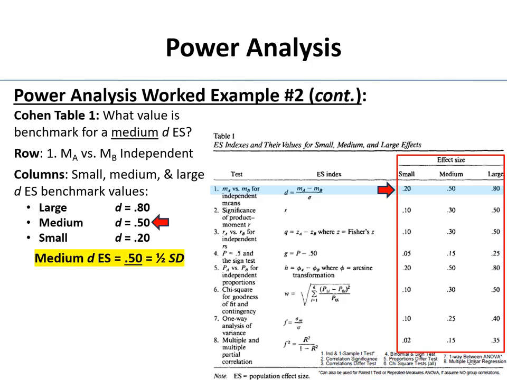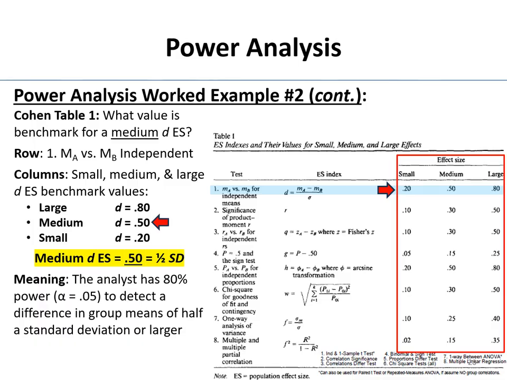So what is a d of 0.50? Well, it's like a z-score. So it basically says that value there is about a half standard deviation difference between the means of the groups. So the conclusion here is that the analyst doing the study has 80% power to detect a difference in the group means of half a standard deviation or larger.